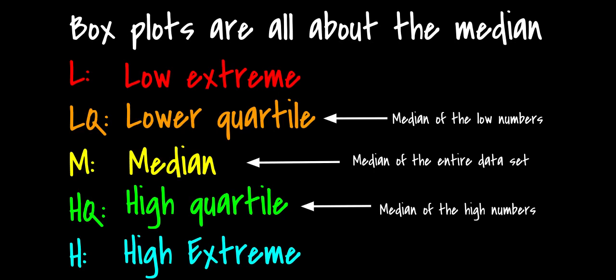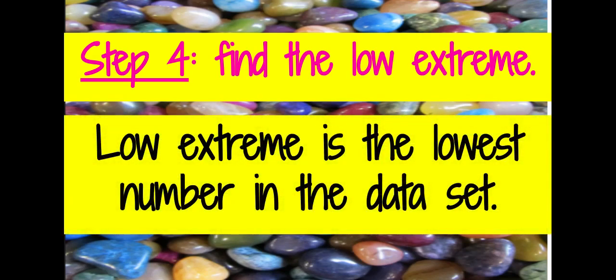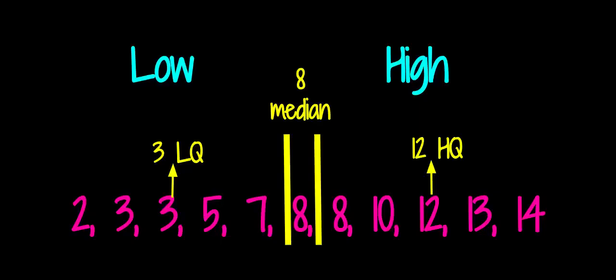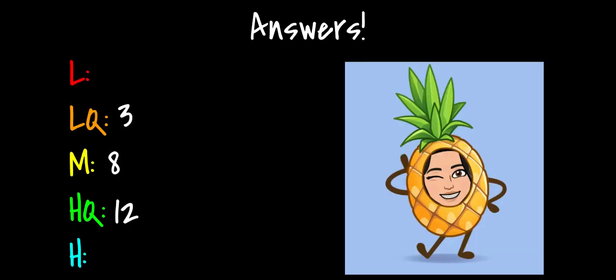We have now found the 3 different medians from a box plot, so we only have 2 things left to do, the low extreme and the high extreme. Step 4 is to find the low extreme. The low extreme is the lowest number in the data set. So we look at all of the numbers in our data, and we see which one the lowest number is. 2 is our lowest number. So that is our low extreme. Write it on your answer key that 2 is the low extreme.